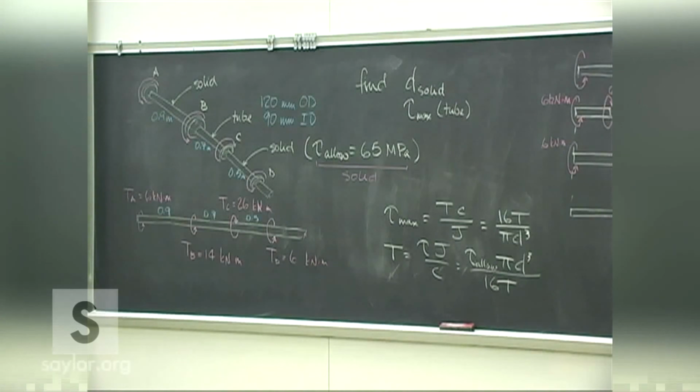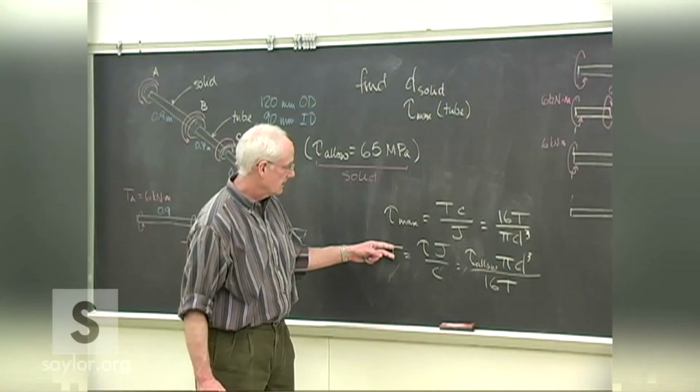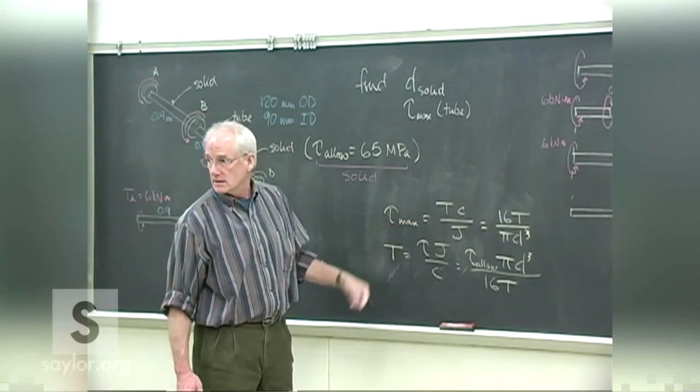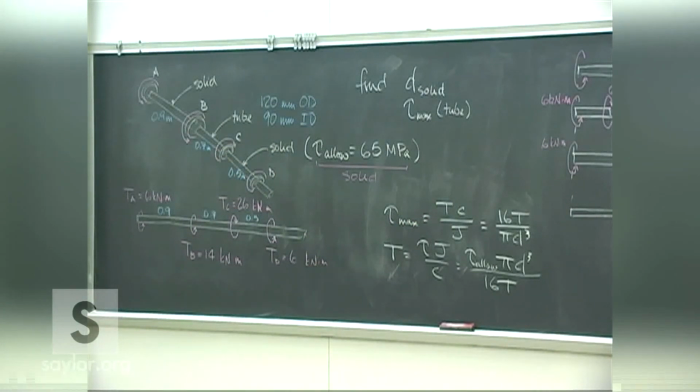I thought that clock wasn't right. You just switched T max to T max. No, I solved for, see, it's J over C, there's C over J. Right. Yeah. So that clock's wrong, but you guys are having so much fun.